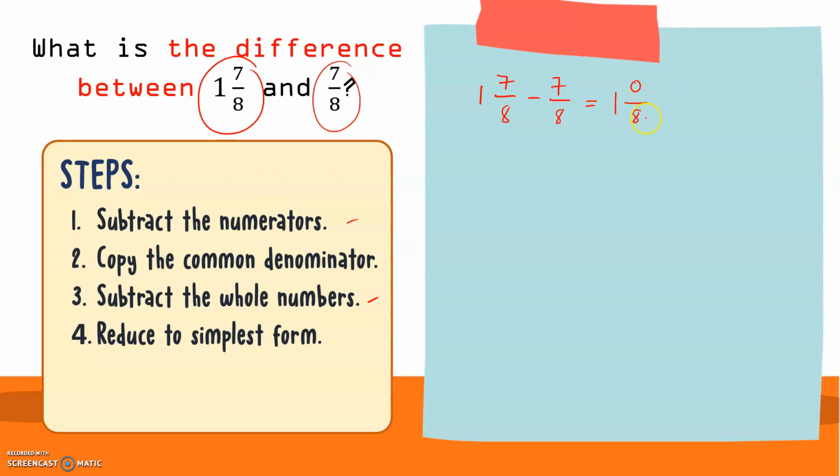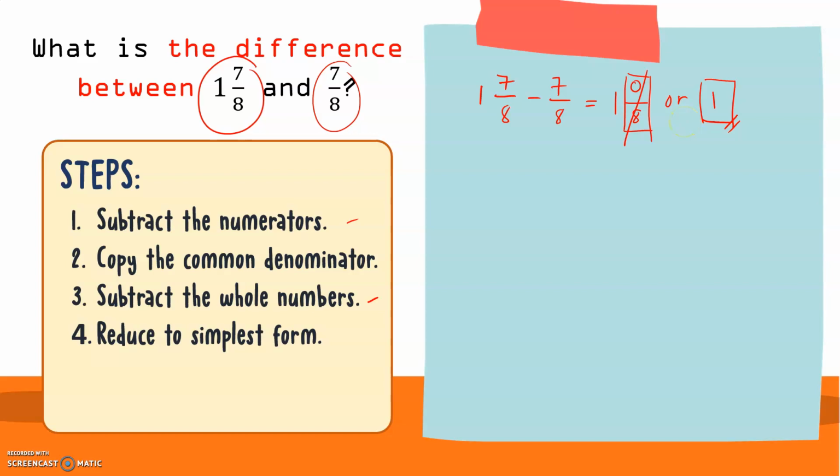Now take note that any fraction whose numerator is 0 is equal to 0. Again, any fraction whose numerator is 0 is equal to 0. That means this fraction here will be cancelled out because again, it is just equal to 0. Therefore, our final answer will be 1 and 7/8 minus 7/8 is equal to 1.